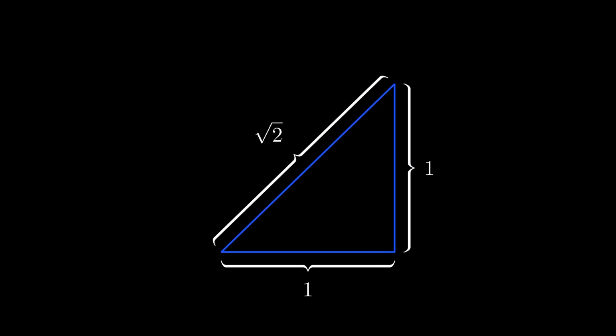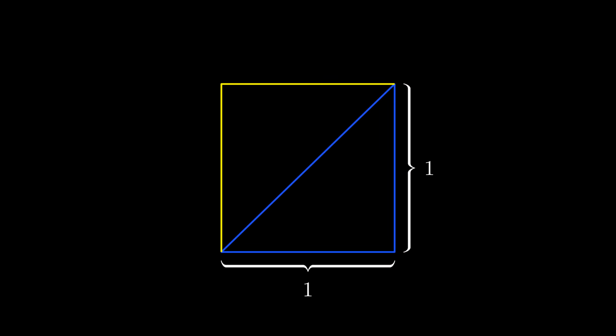Consider this right triangle where each of these two side lengths is 1. Using the Pythagorean theorem, we can determine that the length of the remaining side is the square root of 2. However, I will now show you a new way to calculate the length of this side. Let's finish drawing the square surrounding this triangle.